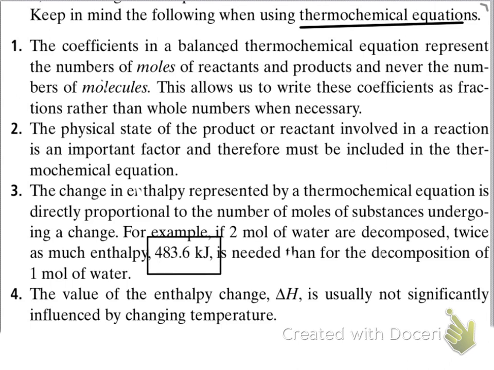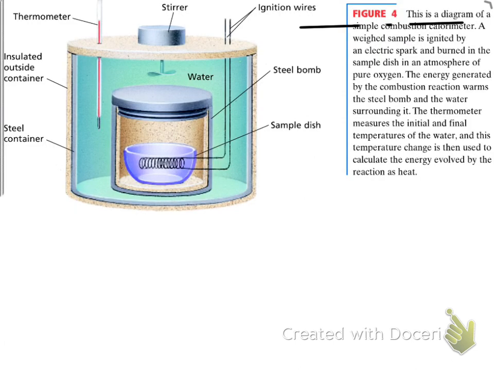They are provided in 2 different tables at the back of your book. For the test, I will include those 2 tables to help you so that you're able to compute these problems. And you'll get a little bit more savvy with these appendices. They're actually tables in the appendix. We'll talk about that in a second. Number 4, the value of the enthalpy change, delta H, is usually not significantly influenced by changing temperature. So the temperature change really doesn't have that much of an impact. Those are 4 guiding principles when we talk about some of these reactions.